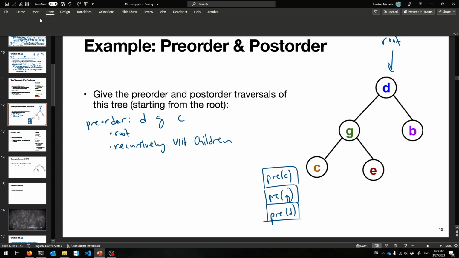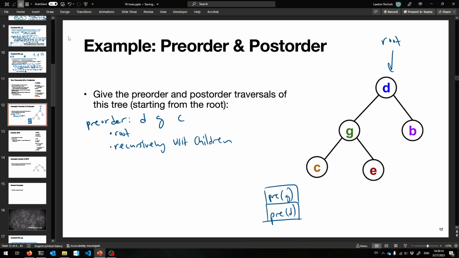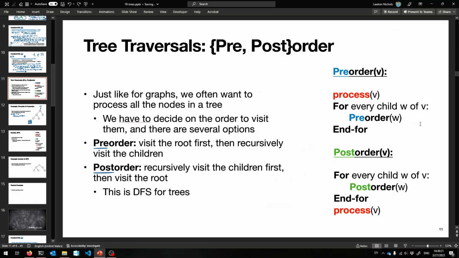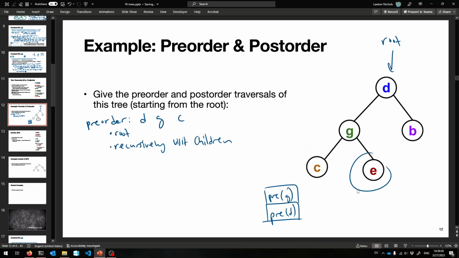Okay, so we're back down here. And now we're back pre-ordering G. We just visited the C. We're stuck in this for loop, right? We're visiting every child of that node G. So we still have E to visit. So we're going to pre-order E. Visit E, then recursively visit its children. There are no children. It's done. Pop off. And also that finishes visiting every one of G's children. We can now go back to the original call to pre-order.